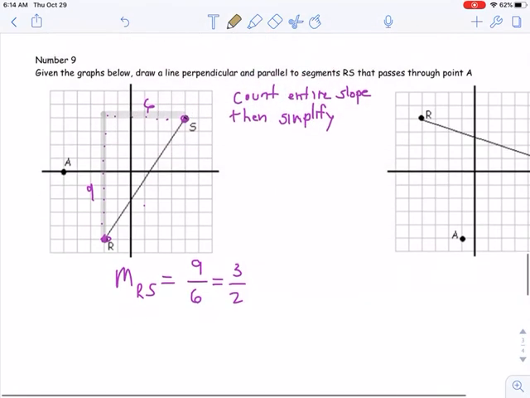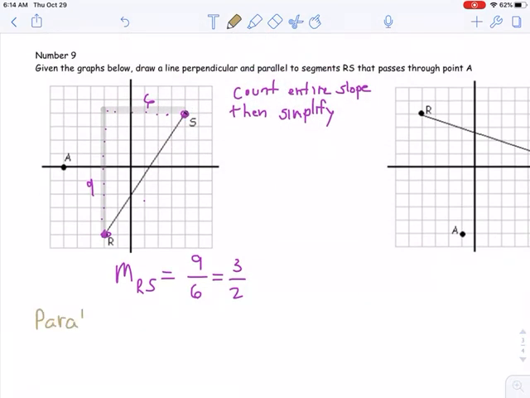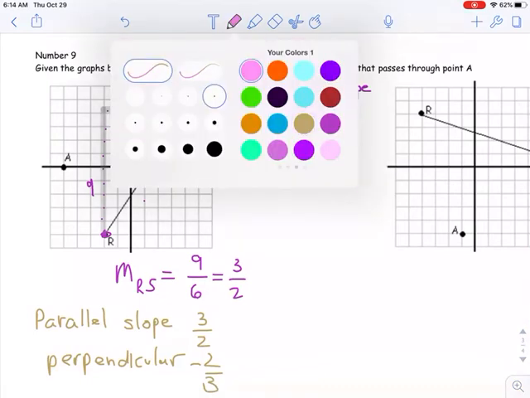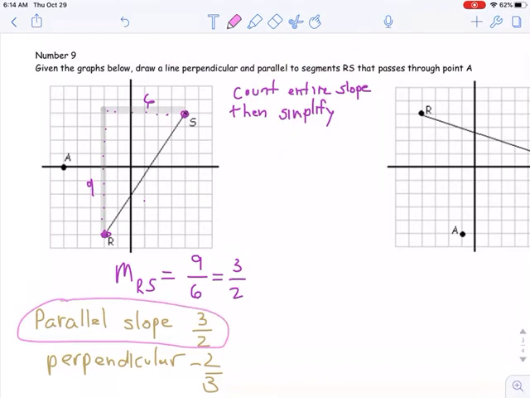All right, so my parallel slope is 3 over 2. My perpendicular slope is 3 over 2. Or excuse me, had a brain fart. Negative 2 over 3. All right, so what I'm going to do for my parallel line, we'll do my parallel one in pink, is just from A, go up 3, 1, 2, 3, over 2. I'm even going to do it again. 1, 2, 3, 2. All right, boom.